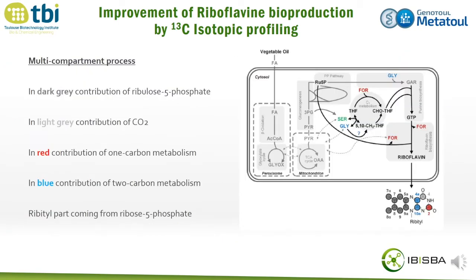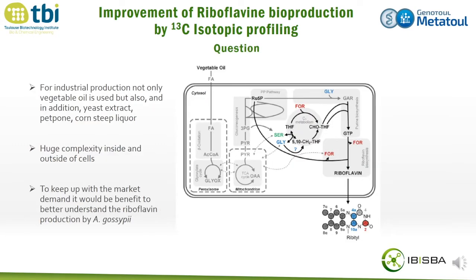So, as you can see on this slide, the bioproduction of riboflavin is a multi-compartmented process, and the main growth sources are vegetable oil. Also, each carbon with a different color, gray, red and blue, comes from a different metabolic pathway with some uncertainties. For industrial bioproduction, not only vegetable oil is used, but also, in addition, yeast extract, peptone and corn steep liquor. Therefore, it is really complex outside and inside of the cells.